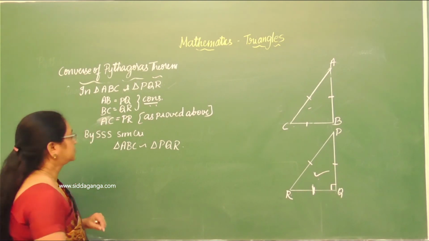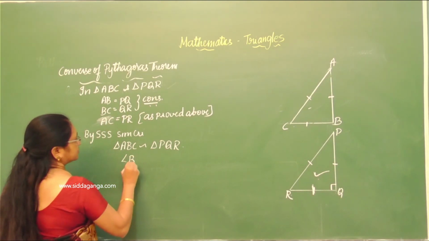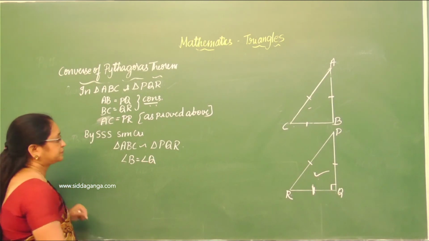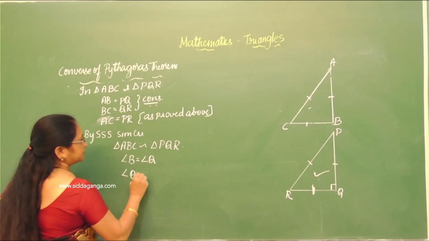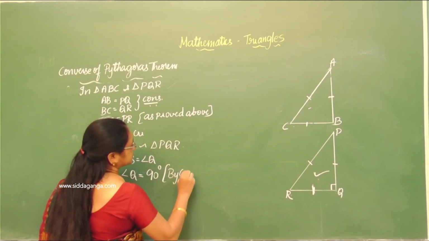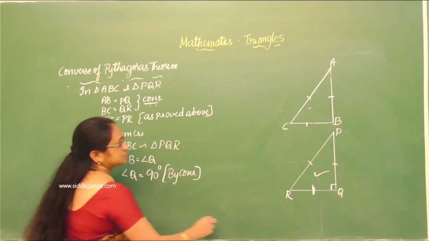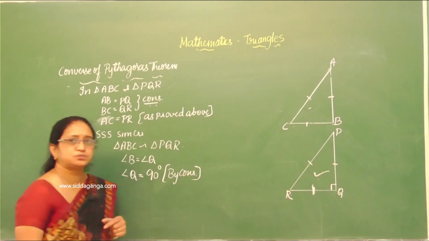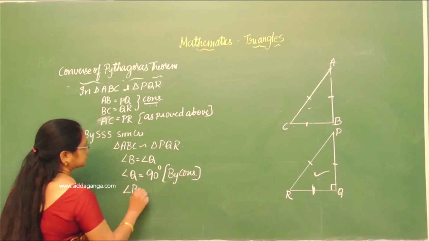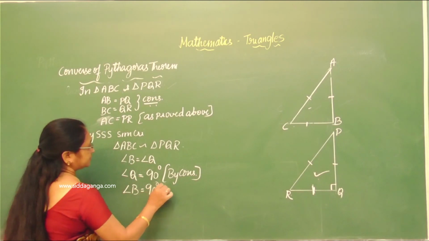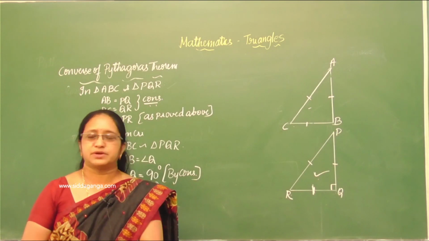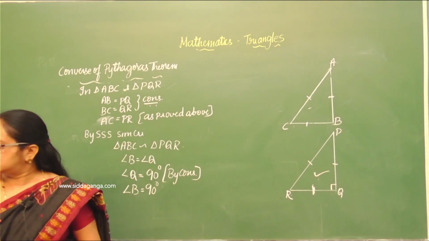Okay, now can I write angle B is equal to angle Q? But angle Q is equal to 90 degrees. We had taken it by construction, this is a right angle triangle at Q. So Q is 90 degrees. Then definitely angle B is also equal to 90 degrees. So hence proved.